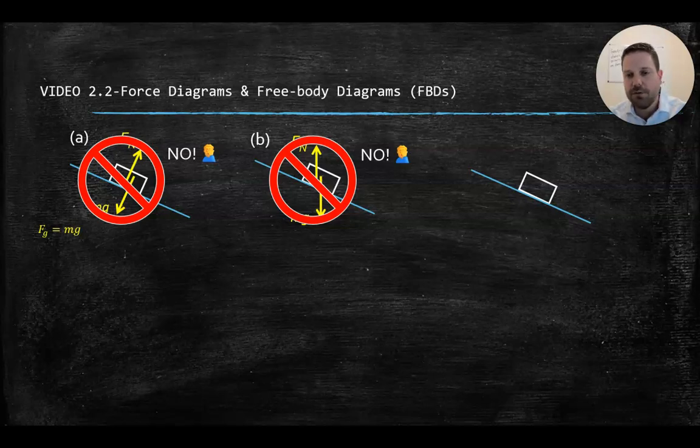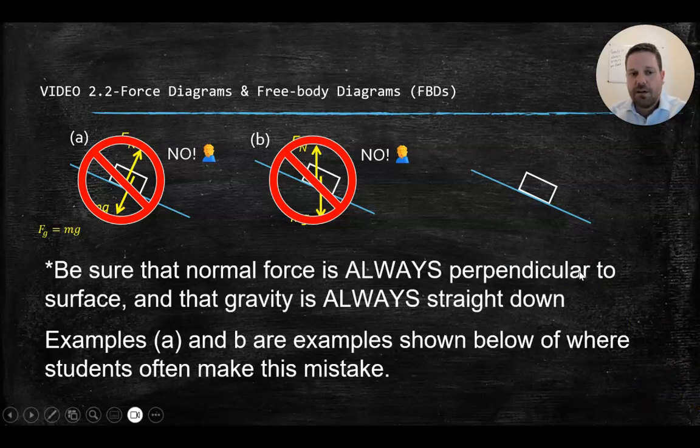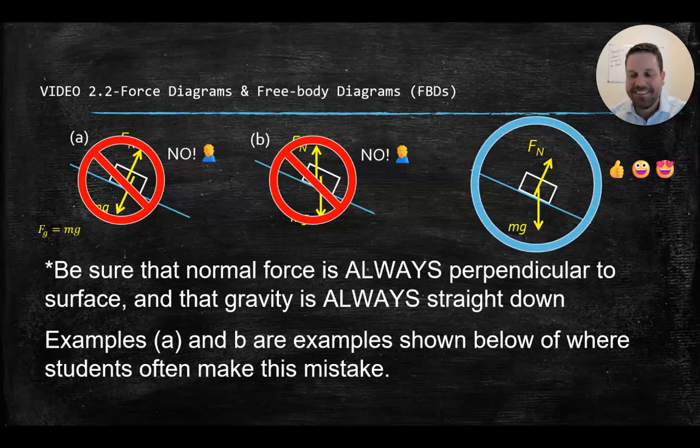And so the correct way to do this would be to draw normal force going perpendicular to the surface and gravity straight down. And so you see here, this would be the example that we want to use, and it'd be like, yay, this is what we want.